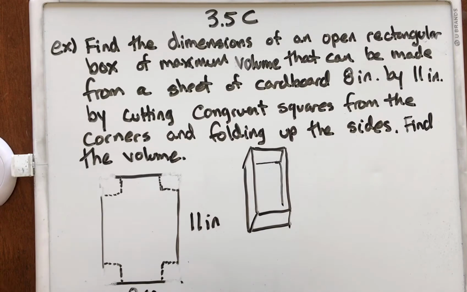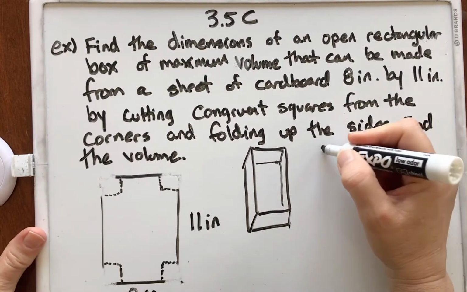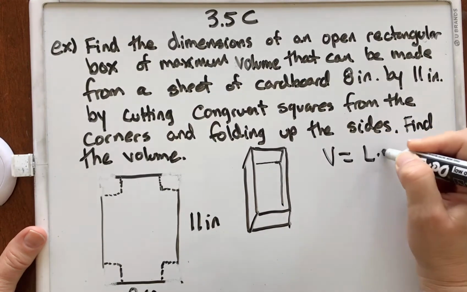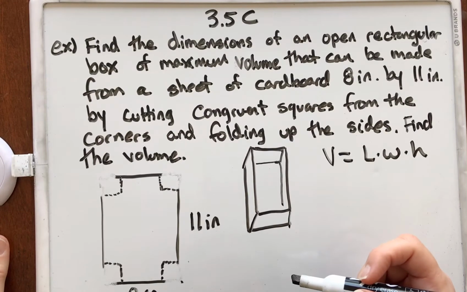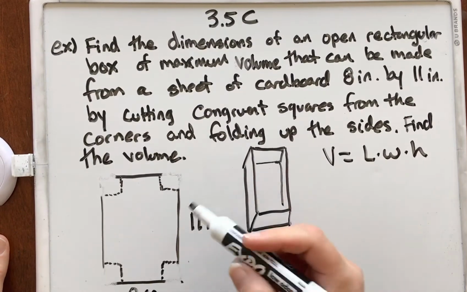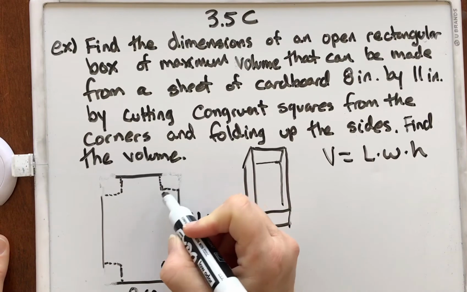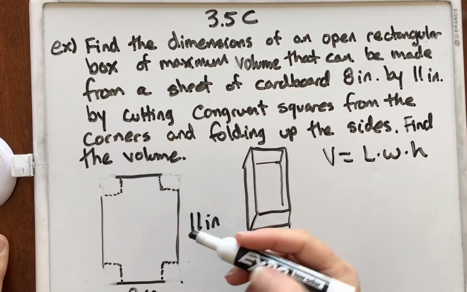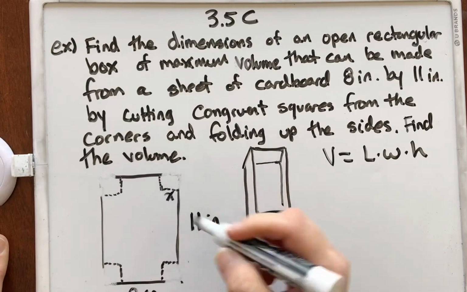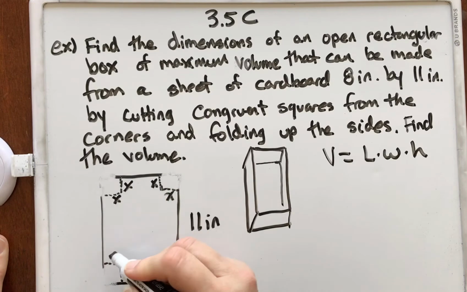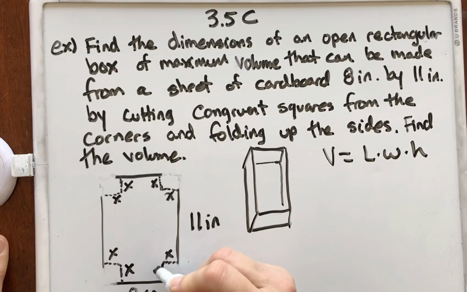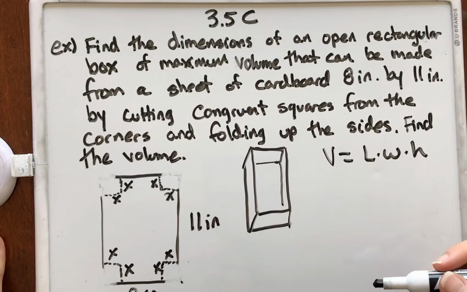Now we have to find what we can get the maximum volume. We know volume equals length times width times height. Okay. Well, what is our length? What is our width? What is our height? We have to figure that out. We don't know how much we cut in to make the square. So we're going to call this x. But since it's a square, this will be x length. In fact, all of these will be x length.